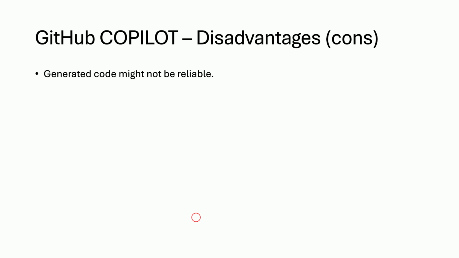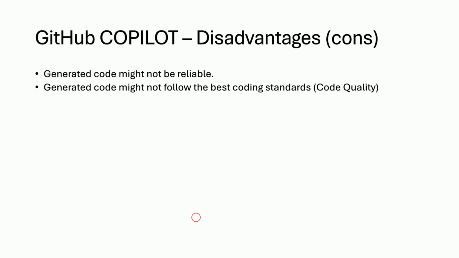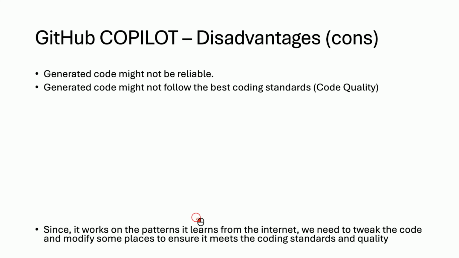So in that case, your code, the code generated by GitHub Copilot, might not be reliable. In most cases it is good, but in some cases you will definitely see this issue. And the second thing is the generated code might not follow best coding standards, right? The coding quality might not meet your coding quality. That thing also we need to ensure.